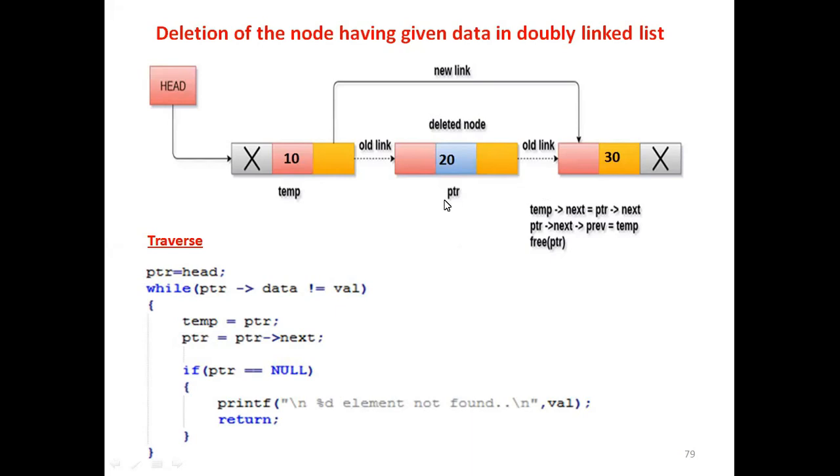And we want to delete a node with some given data value. Suppose we want to delete this node. We want to delete the node whose data value is 20. So this node's data value is 20, and we want to delete this node. Now how to do this?